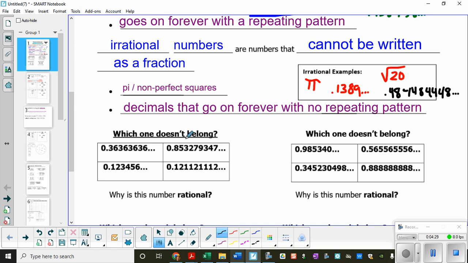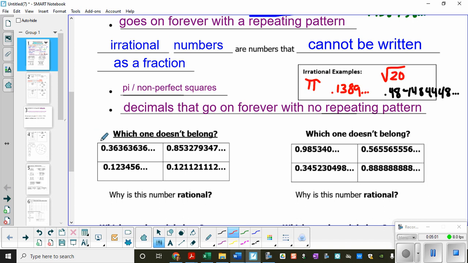So just taking a look here, we've got these decimals, and we're going to try to look at which one does not belong, okay? So here I see a 0.3636 and a dot, dot, dot. Here is 1, 2, 3, 4, 5, 6. We've got 0.853279347, and then a 0.121121112. So all of these go on forever. That's what that dot, dot, dot means. But one of these doesn't belong with the rest.